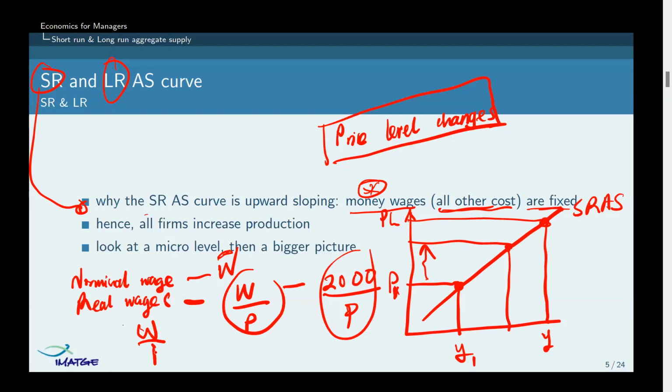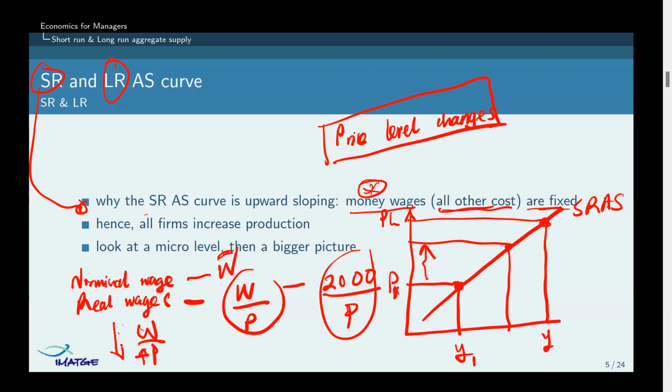which means this fraction, if the prices are increasing, what happens to the entire fraction? The real wages will be lower. Yes. So if the price level is increasing in the economy, holding all other costs or money wages constant, or nominal wages constant, the implication is that real wages in the economy will fall, right?